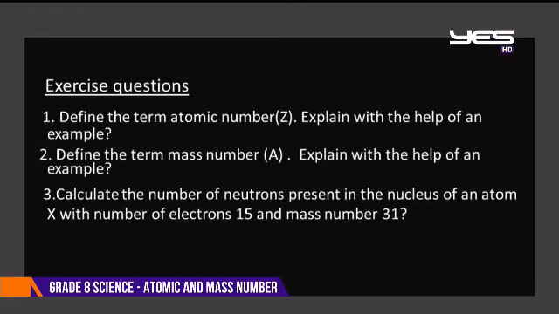And our third exercise question is, calculate the number of neutrons present in the nucleus of an atom X with the number of electrons 15 and mass number 31. So in this particular atom X means we don't know which atom it is, an unknown atom, and its electron number is given as 15 and mass number is also given, that is 31. What you have to find out? You have to find out the number of neutrons present in this atom.